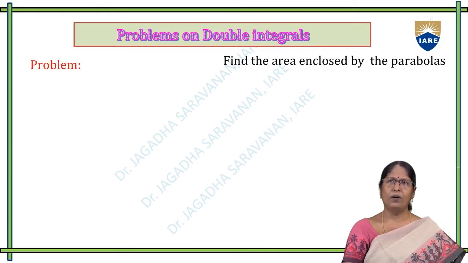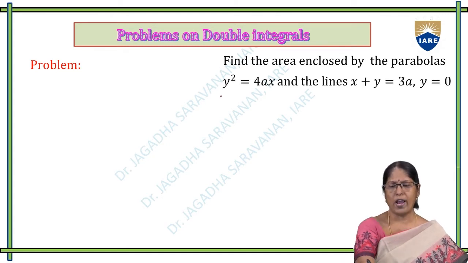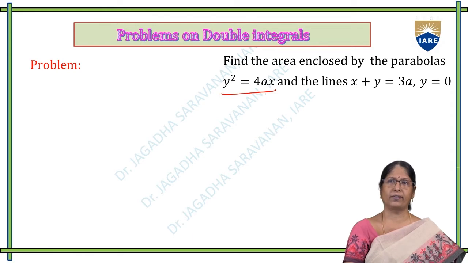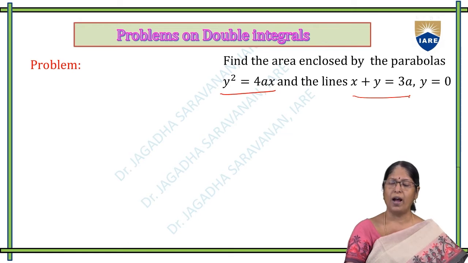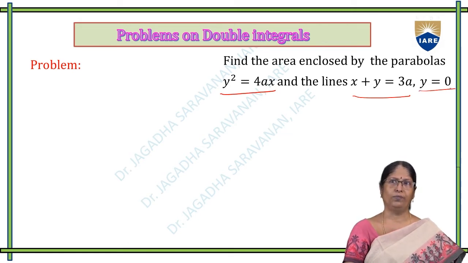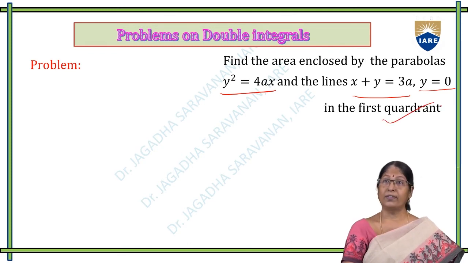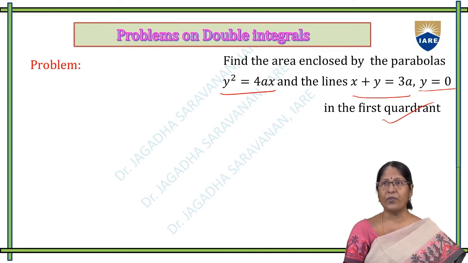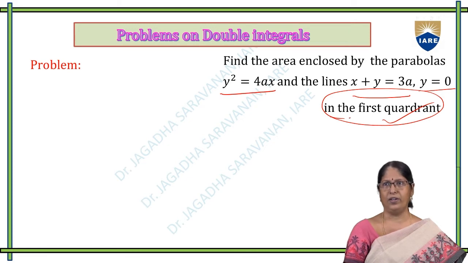The problem: find the area enclosed by the parabola y square equal to 4ax and the lines x plus y equal to 3a and y equal to 0, in the first quadrant. That is the area we are going to calculate, lying in the first quadrant, as given in the question as a condition. Solution.